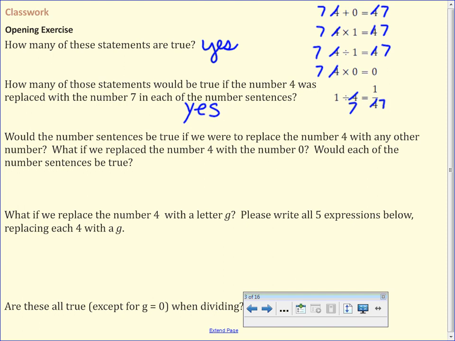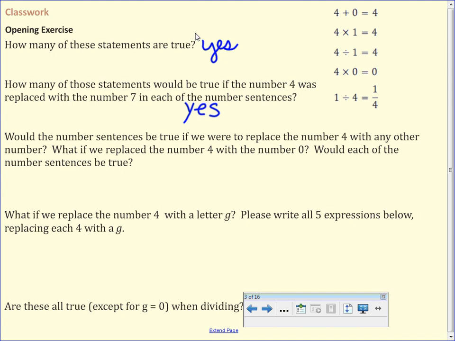Would the number sentences be true if we were to replace the number 4 with any other number? Any number. Just the 4. If we left the 1s and the 0s the same, would it work? Most of them would work. The only one that would not work would be for the division. Okay? If we replace the number 4 with the number 0, then we would have a problem.